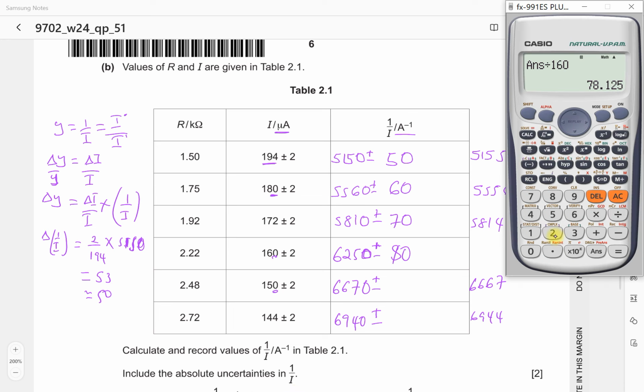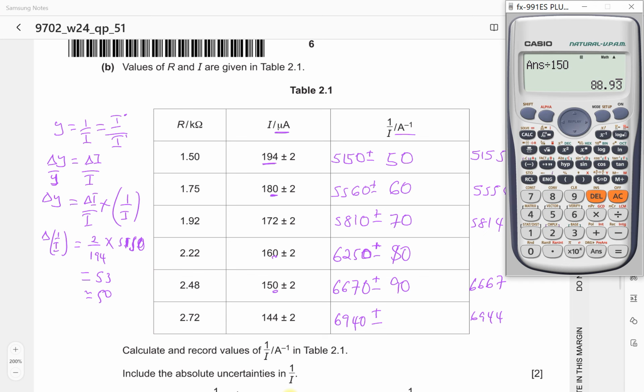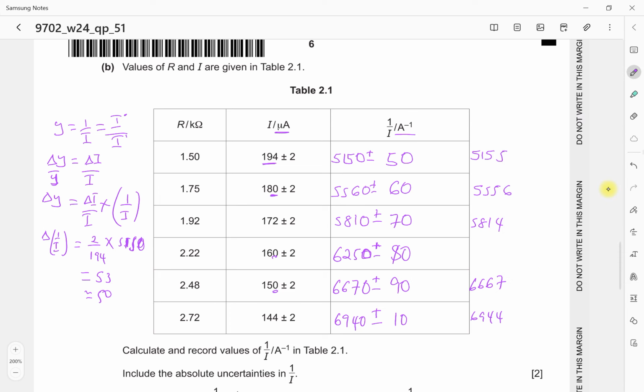Then we have 2 times 6670 divided by 150. That is 88.9, which is approximately 90 to one significant figure. Then we have 2 times 6940 divided by 144. That is 96, which is approximately 100.